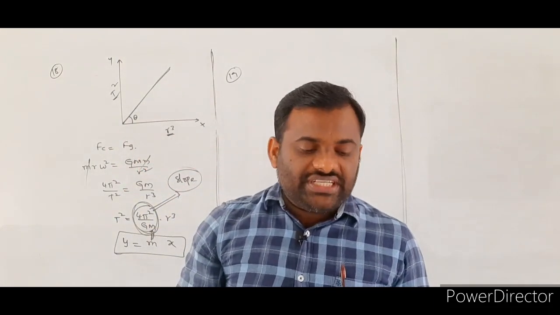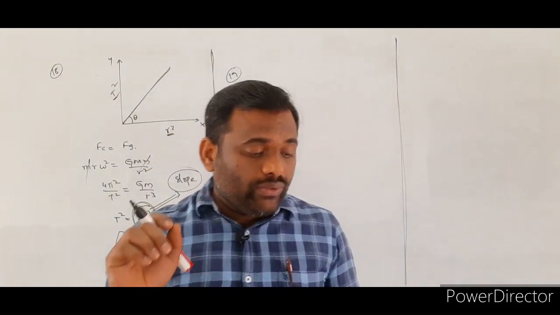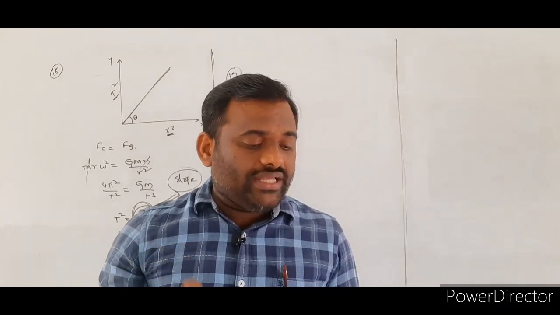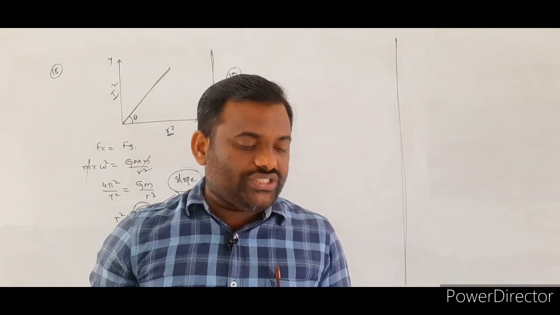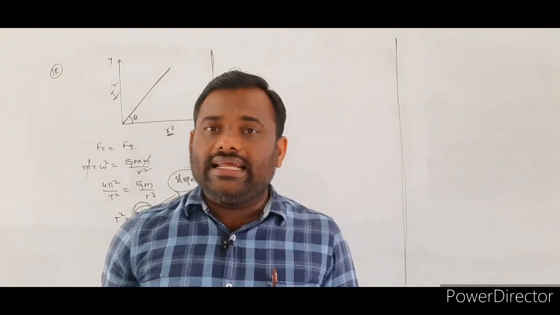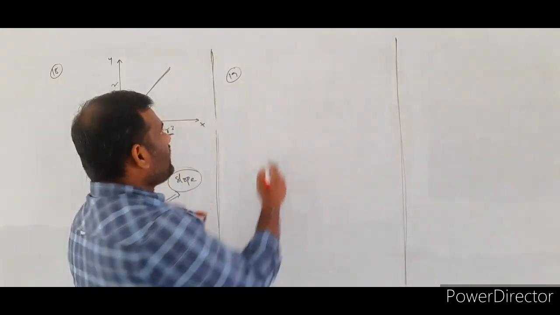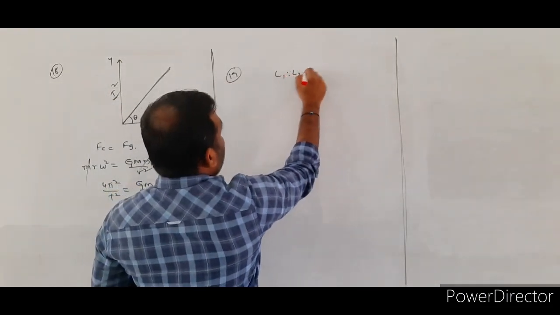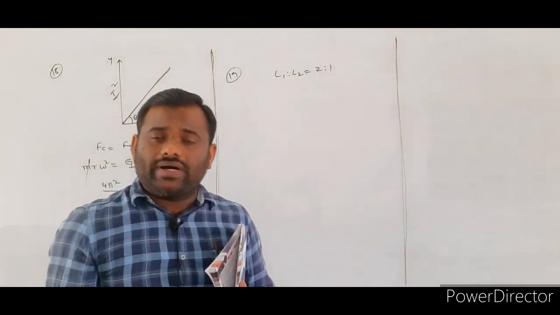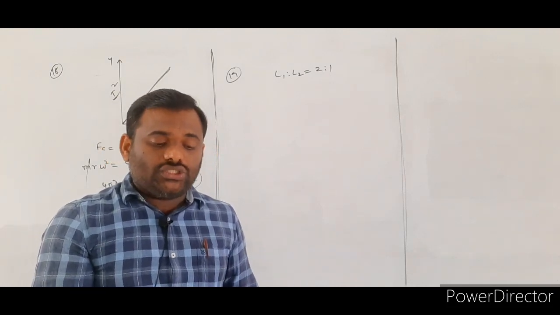Two different artificial satellites orbiting with the same period around the Earth having angular momenta in the ratio of 2:1. Then the ratio of masses of the satellites is? First we will write the given data here. L1 is to L2 is equal to 2:1. And what value are they asking? The ratio of masses.